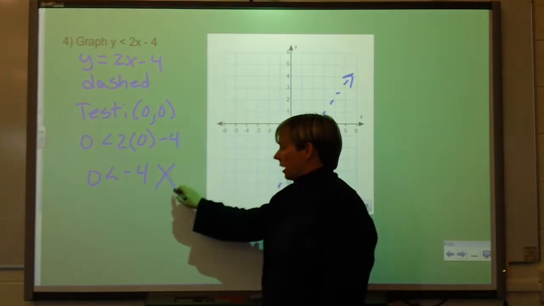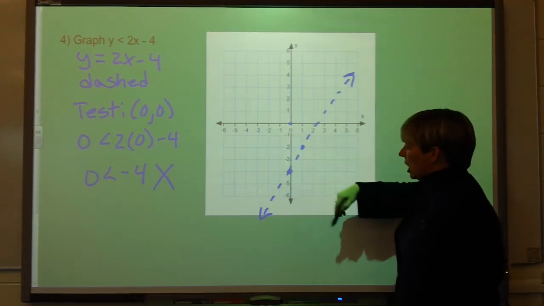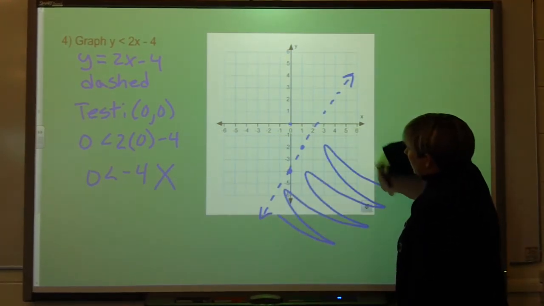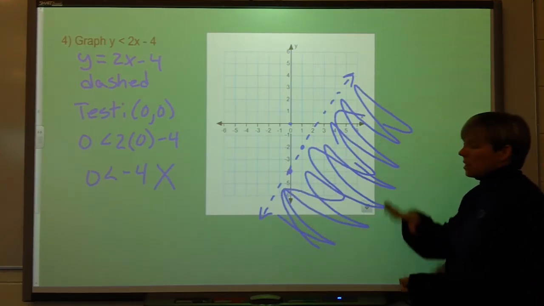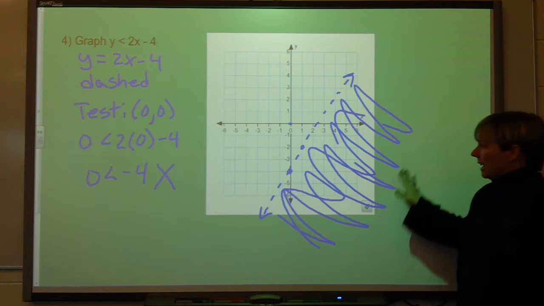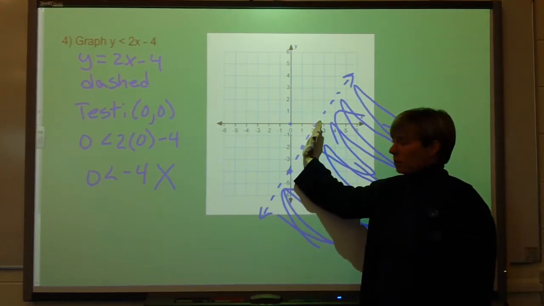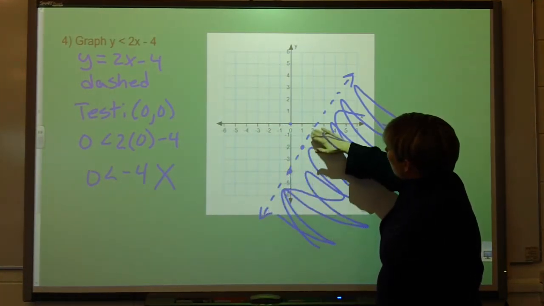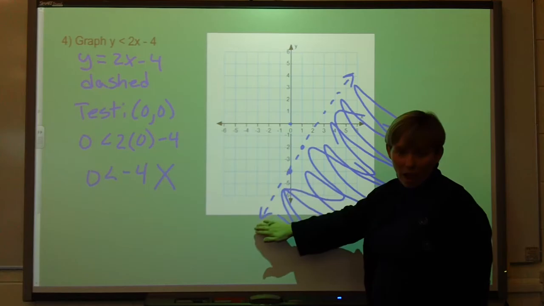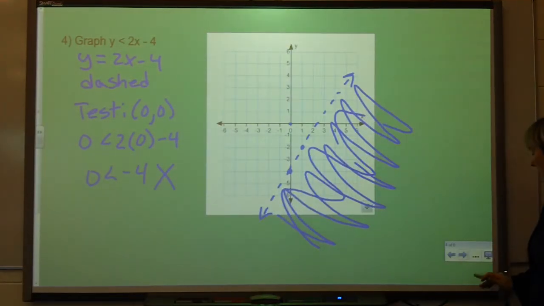This did not work. So because 0, 0, that test point did not work, I'm shading the opposite side of the line. So that means I want everything on this side. So again, everything in this shaded region and getting as close to that line as I can. All of those ordered pairs are solutions to my inequality, but the points exactly on the line are not solutions to my inequality.